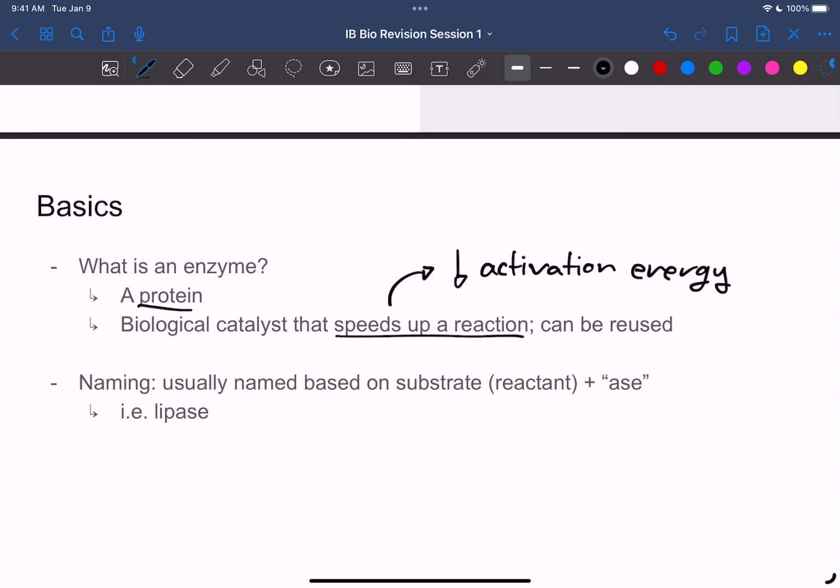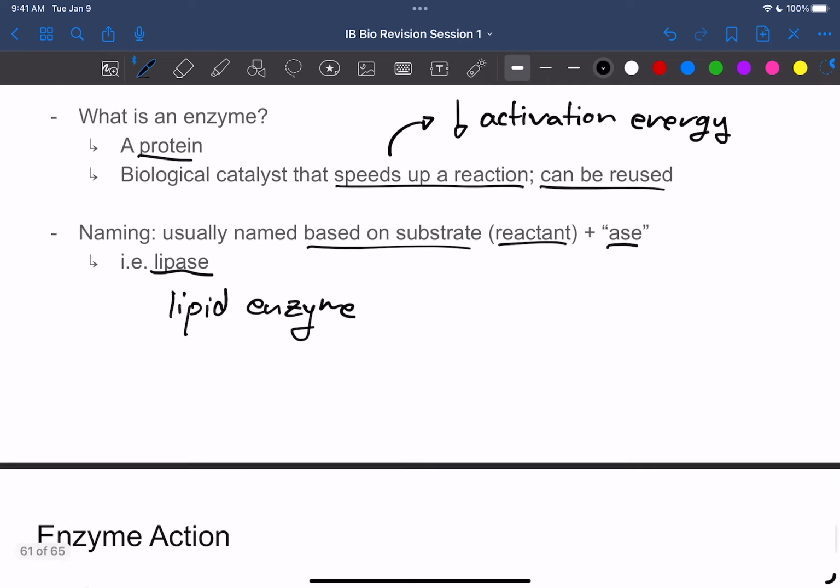And another thing about them is that they can be reused. So they don't get used up in a reaction. For names, they're usually named based on the substrate, and the substrate means reactant, so whatever is reacting, plus the term ase. So lipase is an example, and what does it break down? What do you think it breaks down? Lip sounds like lipids. And what lipase actually does is it breaks triglycerides into fatty acids and glycerol. So yeah, the naming is pretty intuitive sometimes.